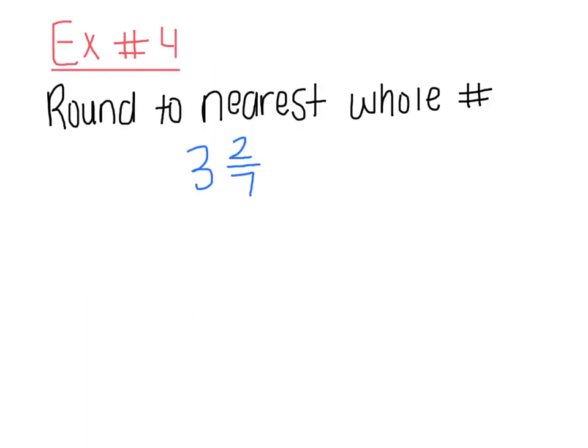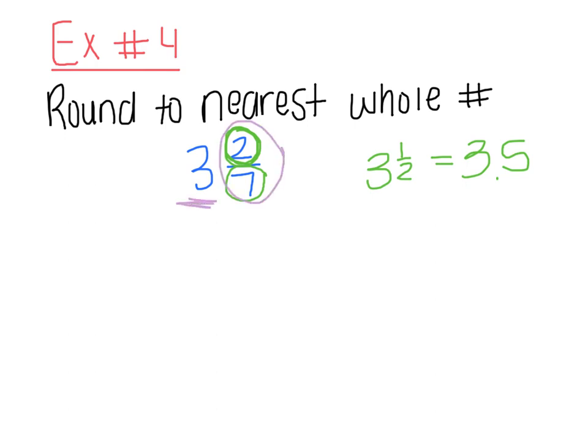And example number 4, round to the nearest whole number again. So I have 7 as my denominator. Half of 7 is 3.5, or 3 5/10, that means the same thing. And 2 is definitely less than that. So that means that 2/7 is less than a half. So 3 stays the same.